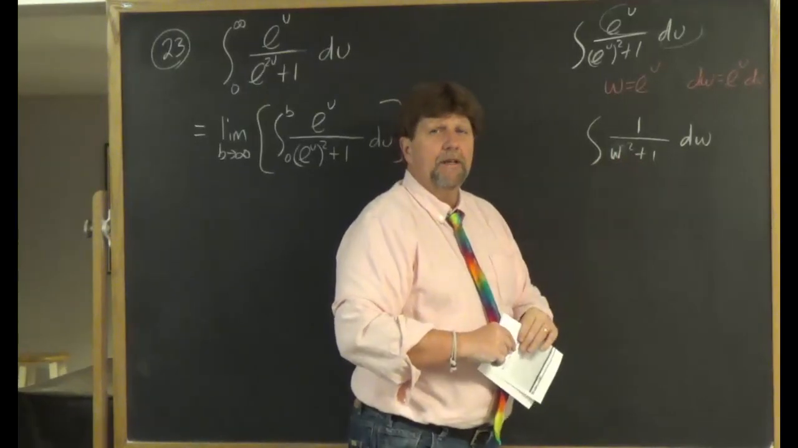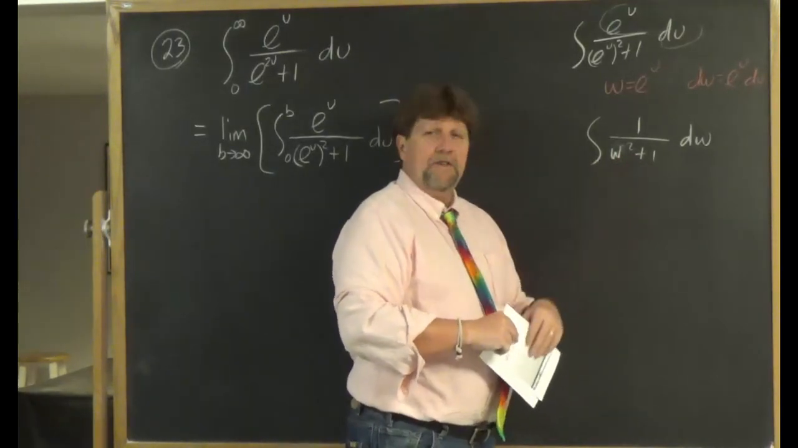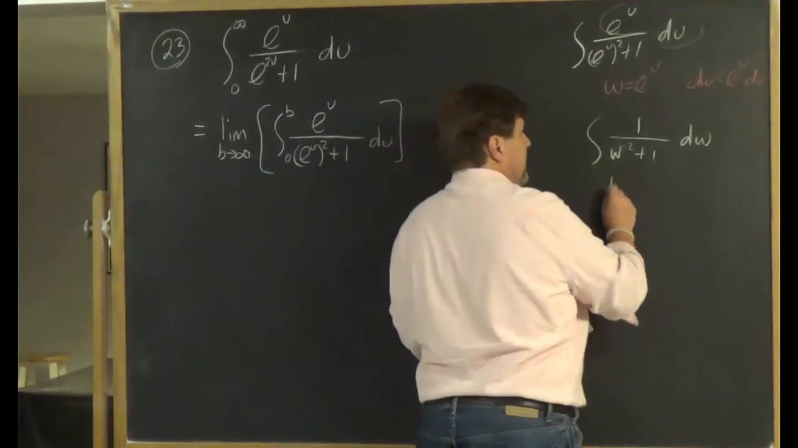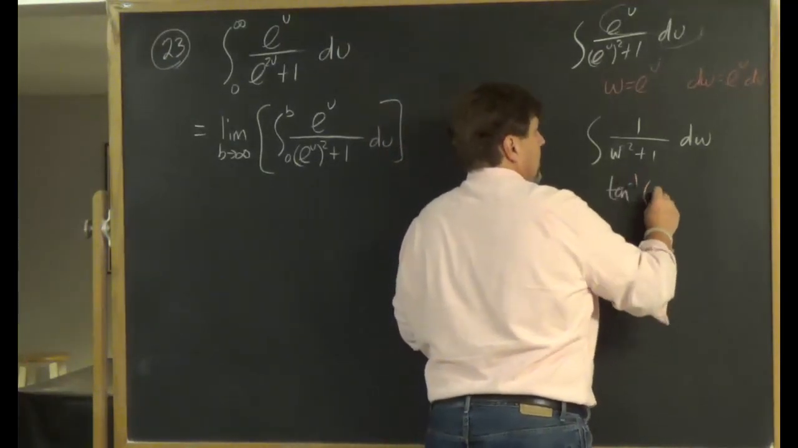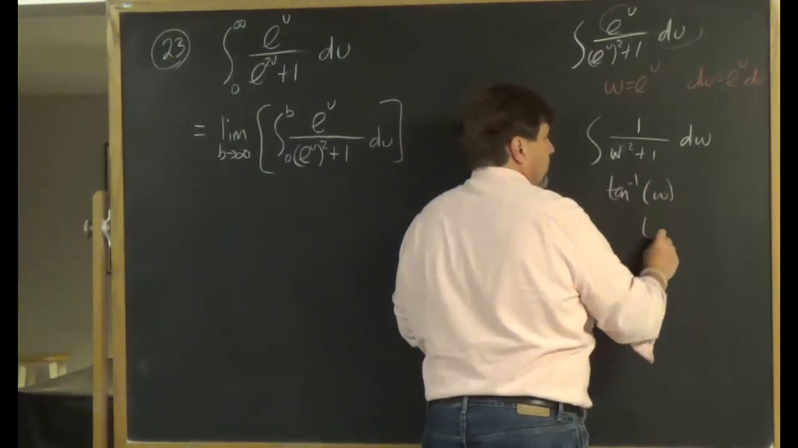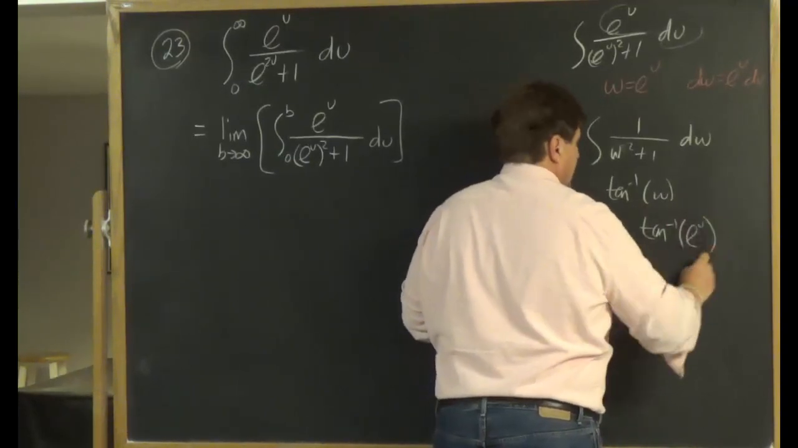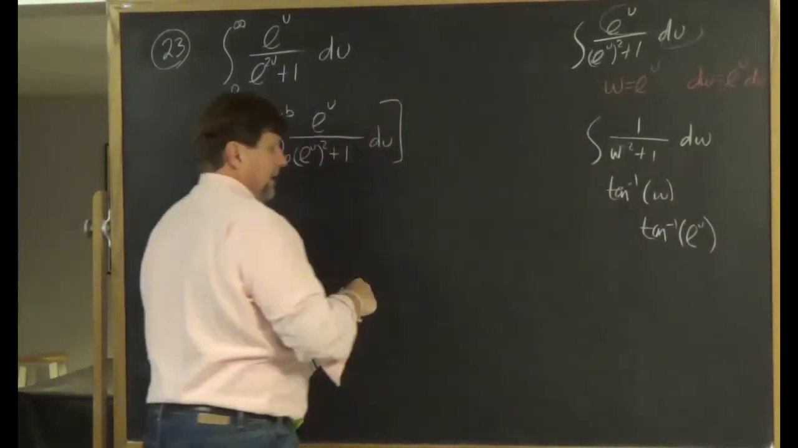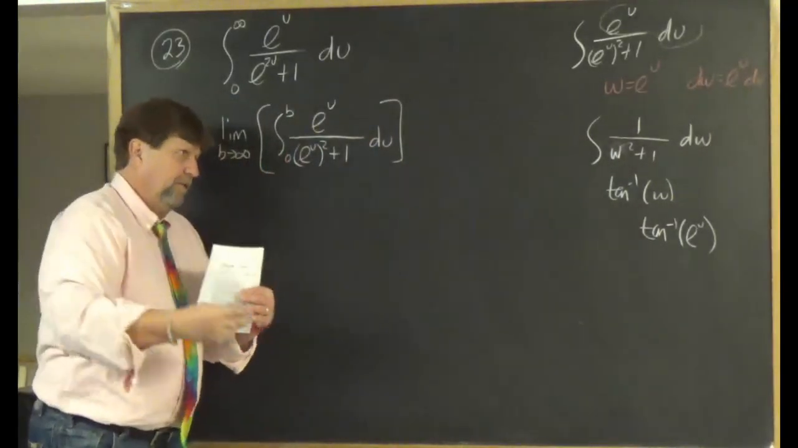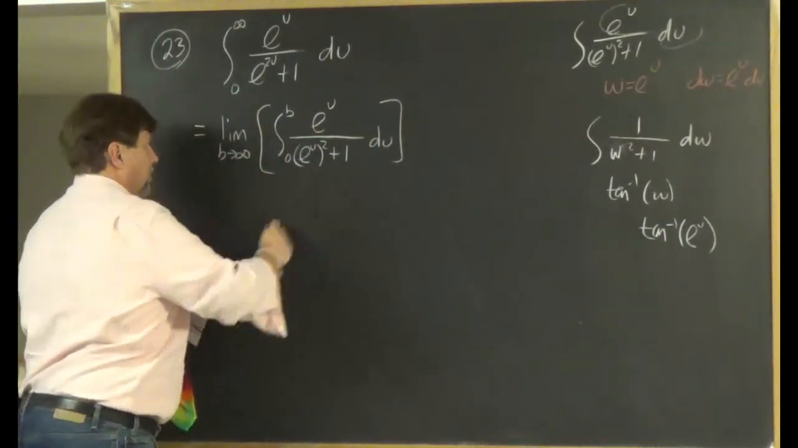inverse tangent. This is inverse tangent looking at us. So we have inverse tangent of w, resubstitute, that's inverse tangent of e to the u. That wasn't too bad. So I pull that over here. I know what this says.